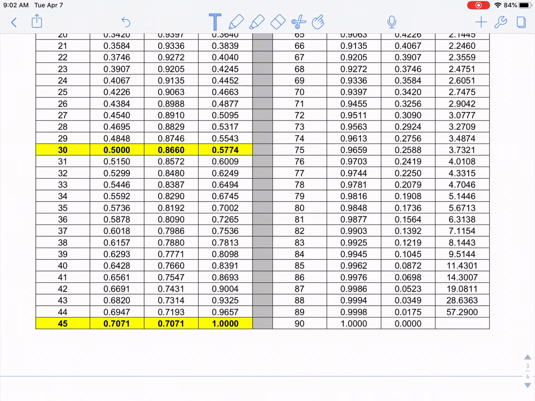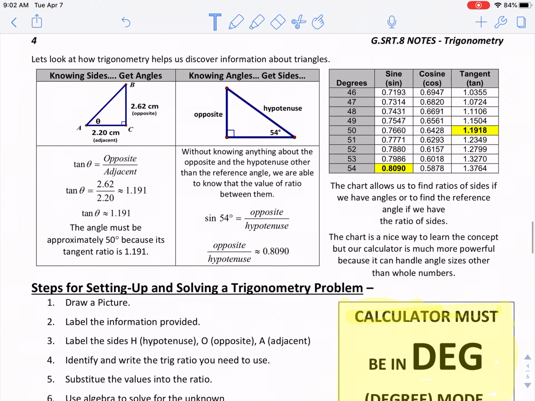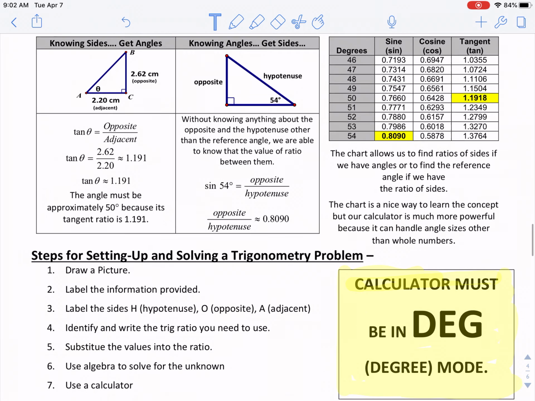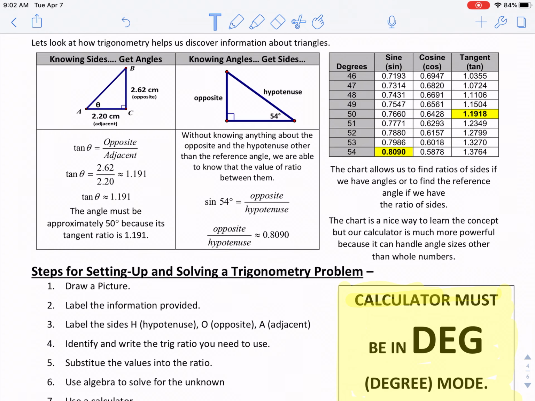Back to the notes then. Several steps to do this. First and foremost, draw a picture, if there's not already one. A lot of times there will already be a picture. And you're going to label. What we mean by label is write out the angle and the sides that we know. Just make sure that that's what you're doing.